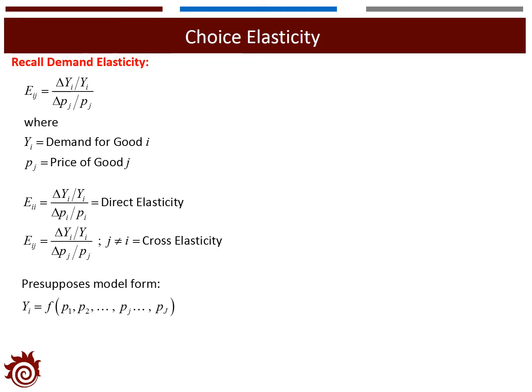Also, we have some assumptions about the model. The demand of the good i is a function of the price for all the other goods, that is P1, P2, till Pj. If the changes of the demand and changes of the price are small enough, then we can use the first order partial differentiation to define the demand elasticity. We can apply a similar definition for the choice elasticity.